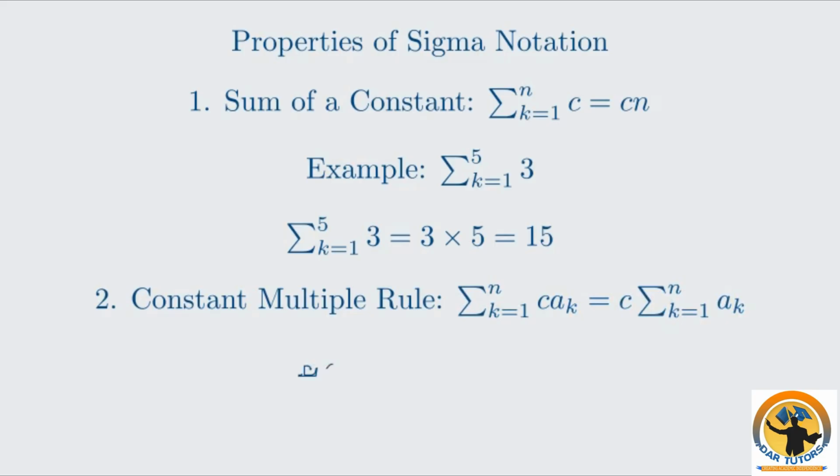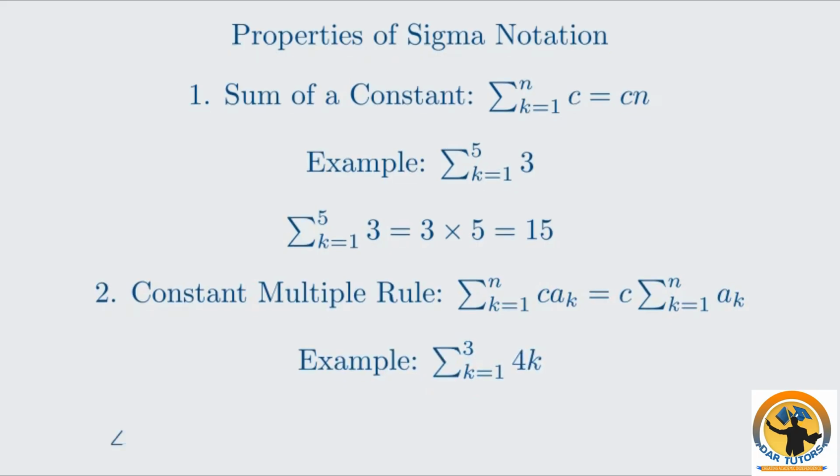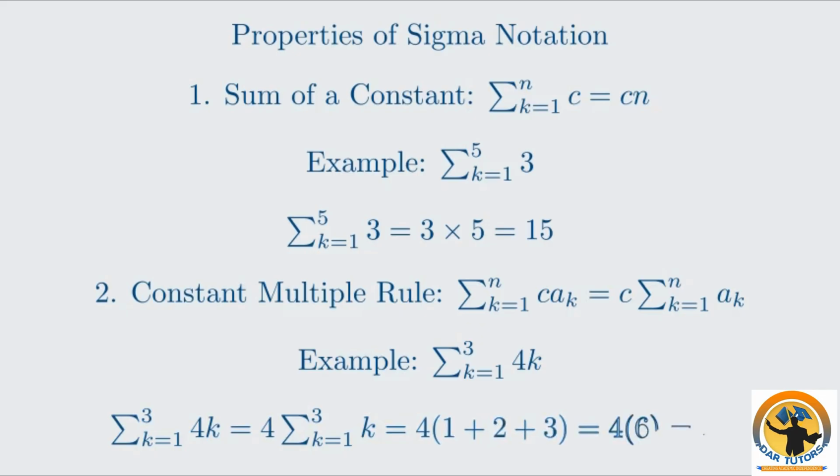Here's an example. Let's evaluate the sum from k equals 1 to 3 of 4k. Using the property, we can pull the constant 4 out. Now we just need to sum k from 1 to 3, which is 1 plus 2 plus 3, giving us 6. Then we multiply by 4 to get 24.